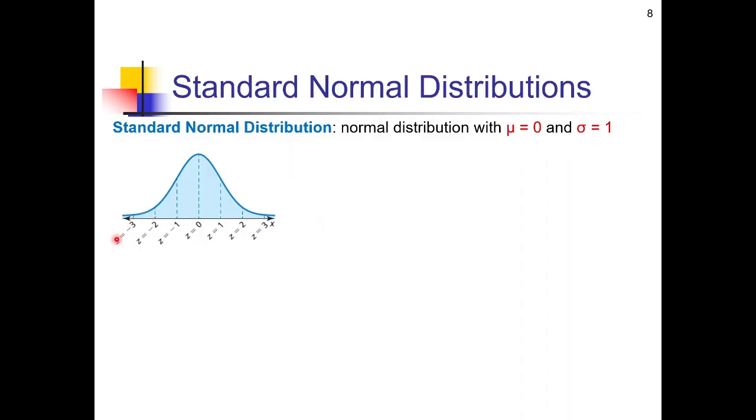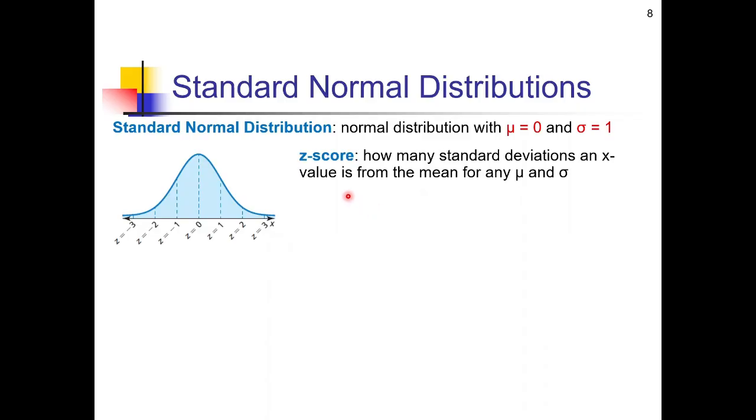You might have noticed these have all these little z's down here. So the z-score is essentially how many standard deviations an x value is from the mean, and this is for any mean and standard deviation. We're going to take any mean and standard deviation and calculate a z-score for whatever x value you're dealing with, and that'll sort of scale it down to this much nicer looking normal distribution.